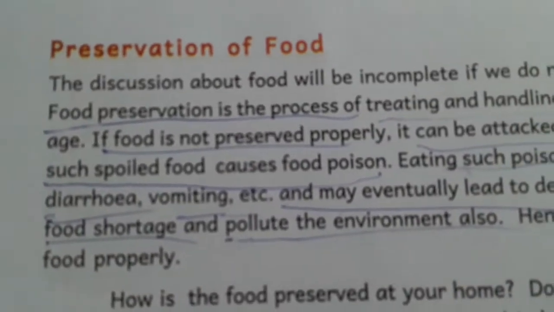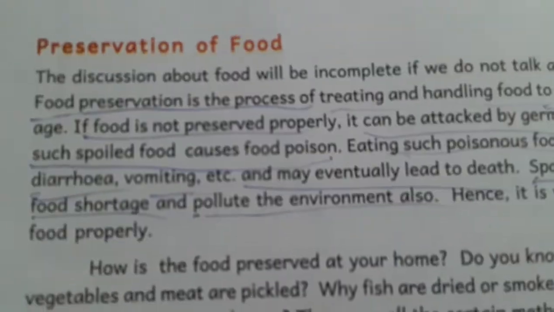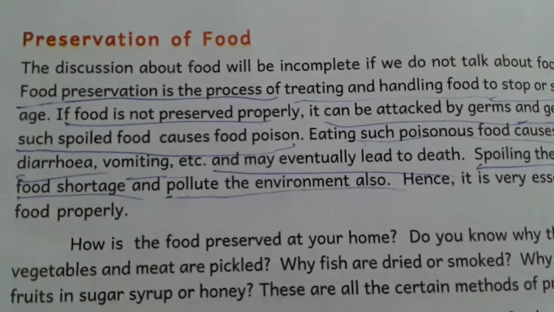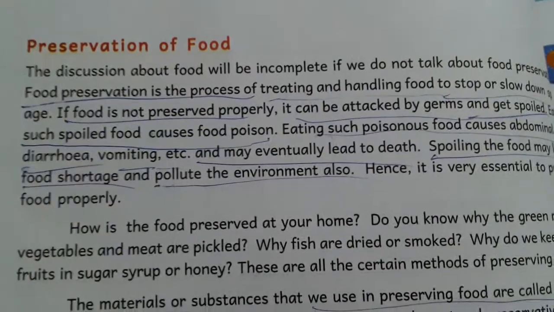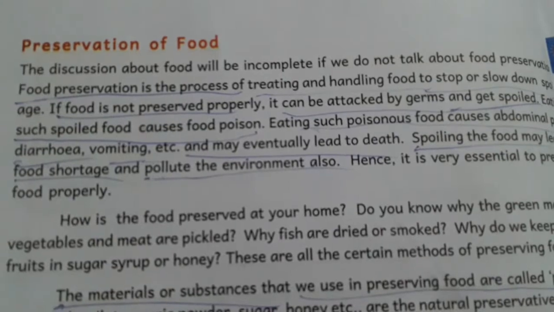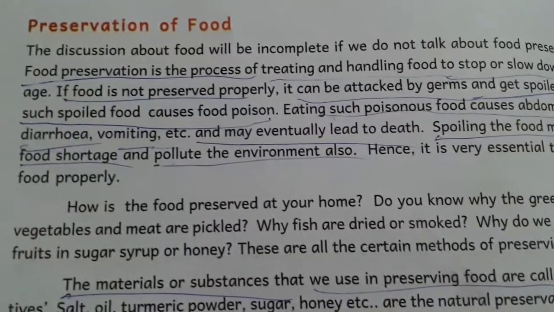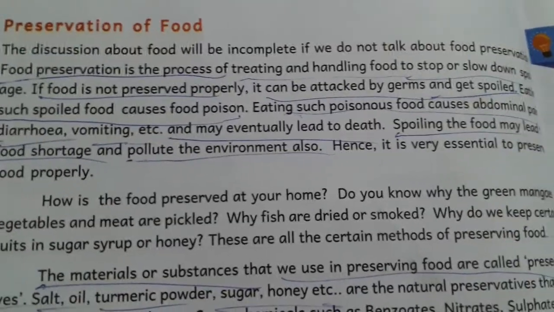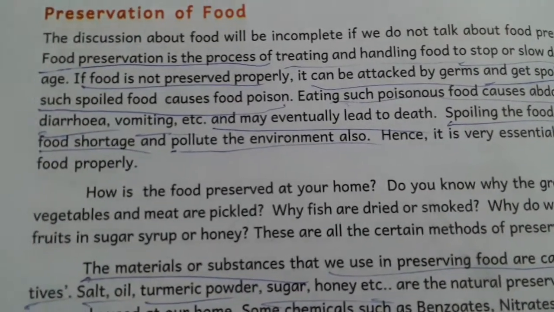And the next topic is preservation of food. What is meant by preservation? Keeping stored in a particular place. See here the process. Food preservation is the process of treating and handling food to stop or slow down spoilage. If food is not preserved properly, it can be attacked by germs and get spoiled. Sometimes if you eat poisonous food, we can get abdominal pain, diarrhea, vomiting, etc., and it may eventually lead to death.